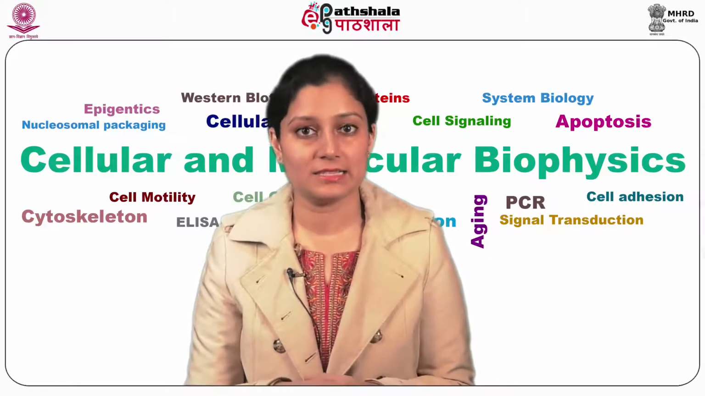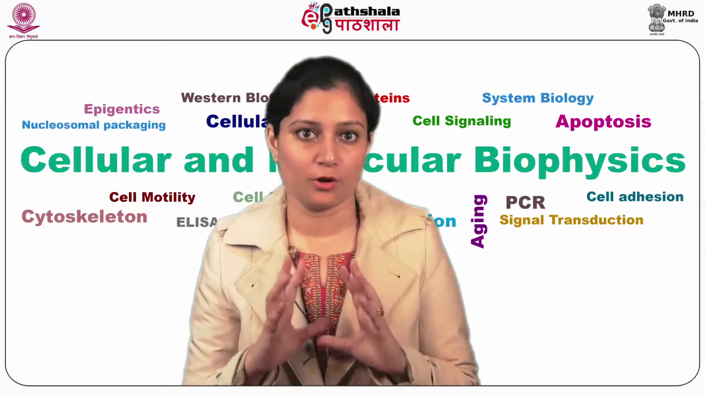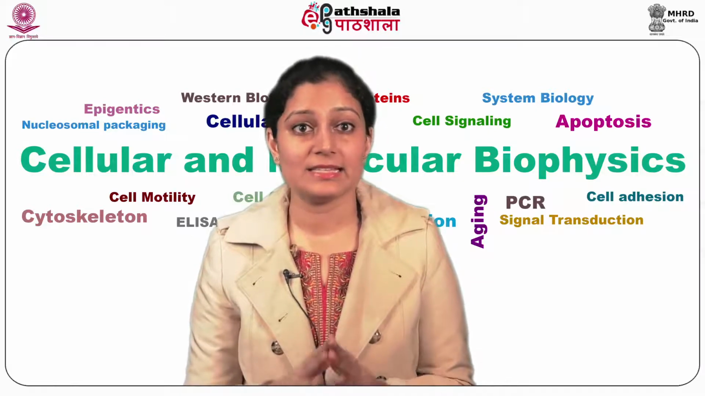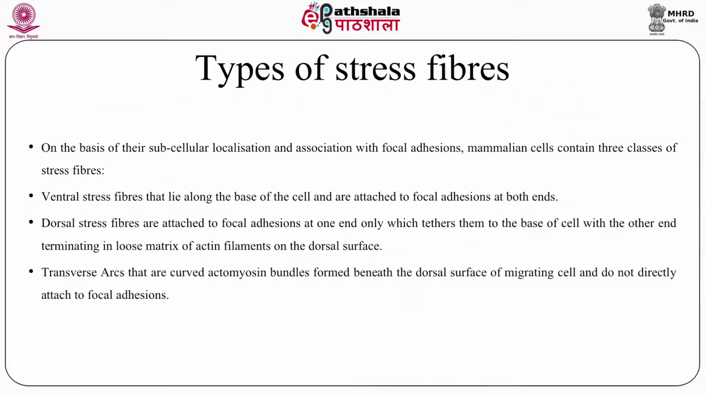In non-motile cells, they maintain the cell morphology by providing stability. There are different types of stress fibers. On the basis of their subcellular localization and association with focal adhesions, mammalian cells contain three classes of stress fibers: the ventral stress fibers, the dorsal stress fibers, and the transverse arcs.